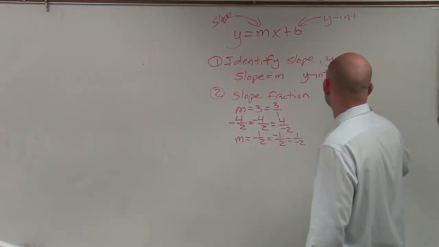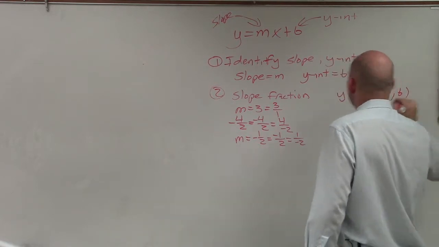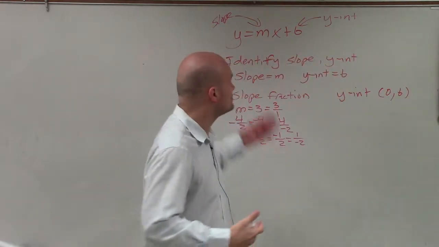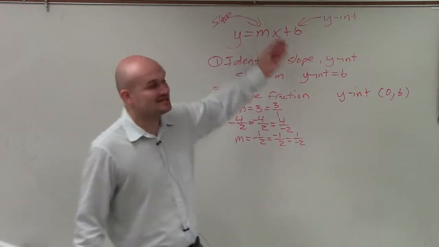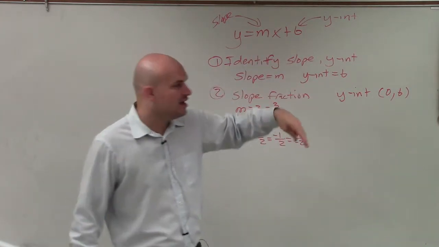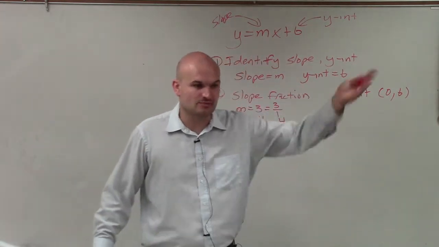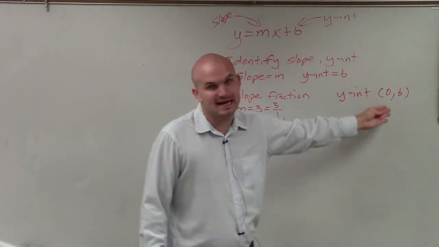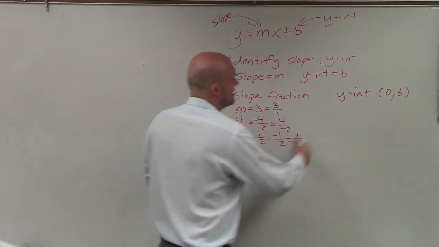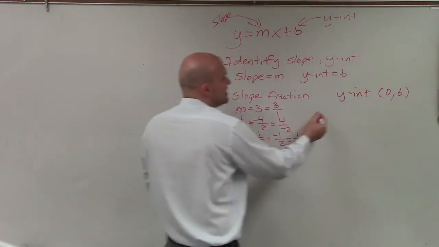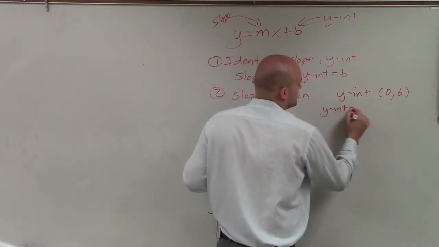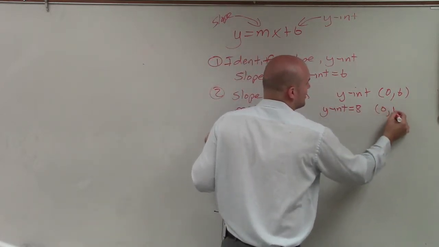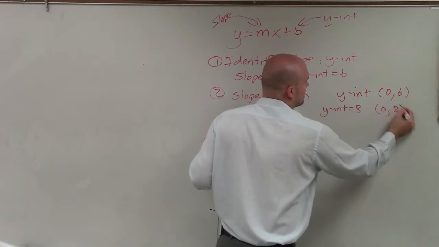The next thing is the y-intercept. Write the y-intercept as a point. It gets confusing a lot of times when students see this in the equation. They just see it as a number. But remember, it is the number that y equals, because that's where the graph crosses. But we like to plot it as a point. So if the y-intercept is equal to 8, we'll write it as the point (0, 8).